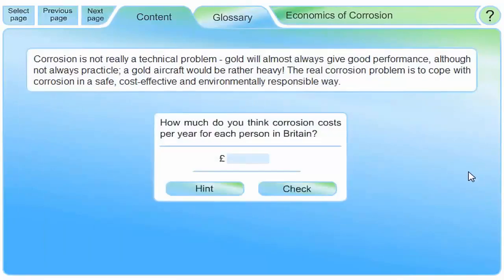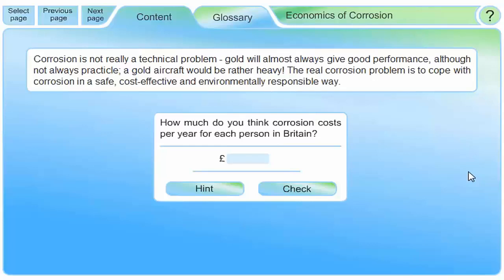The main problem with corrosion, apart from the waste of scarce resources and materials, is the economic cost to people, industry and the environment. Corrosion is not really a technical problem, because in most cases it can be reduced or eliminated given enough money. The main aim of corrosion control, therefore, is to design systems and equipment to deal with corrosion in a cost-effective and environmentally sustainable manner.